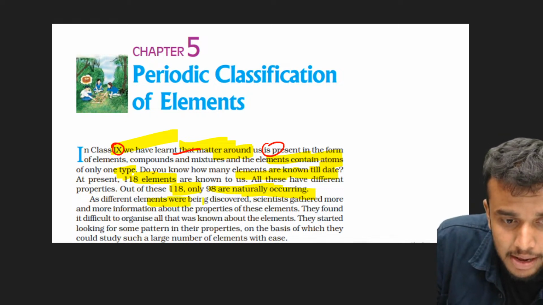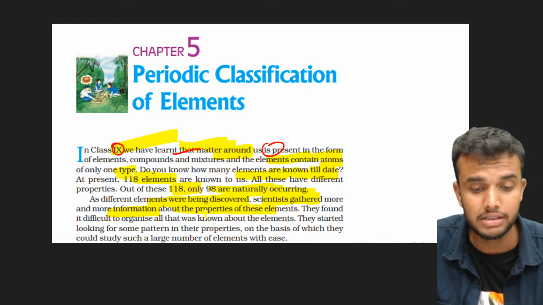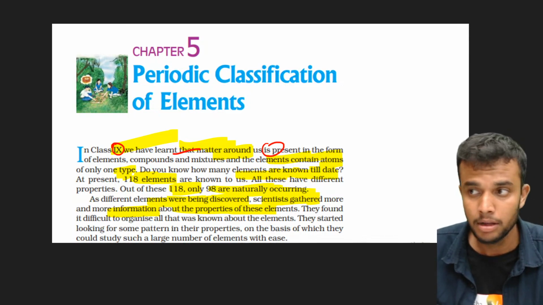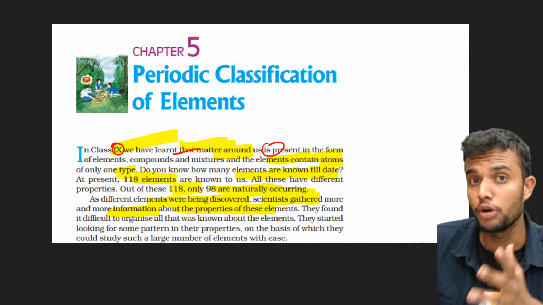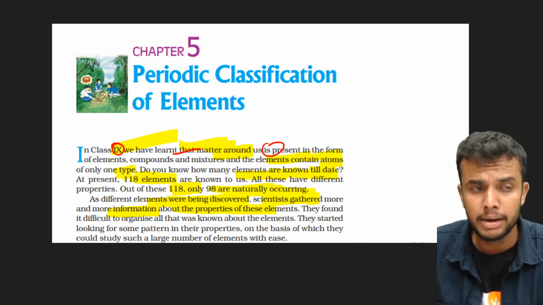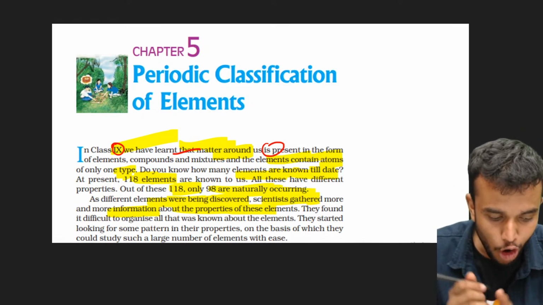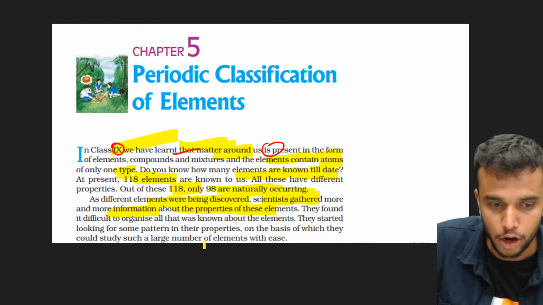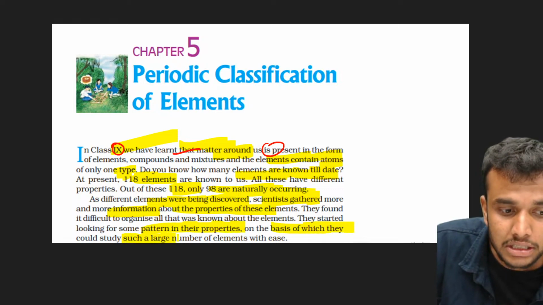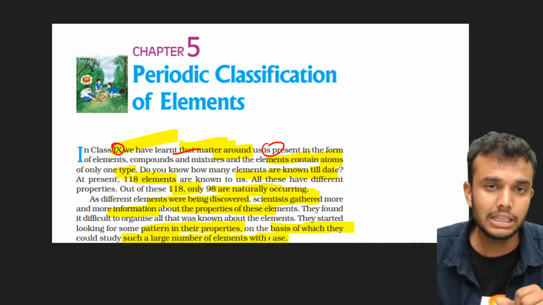As different elements were being discovered, scientists gathered more and more information about the properties of these elements. What happened after finding new elements? The scientists gathered all the properties of the elements and made one table. This table is called the periodic table. What do they call it, students? Periodic table. They looked for some pattern in their properties on the basis of which they could study such a large number of elements with ease.